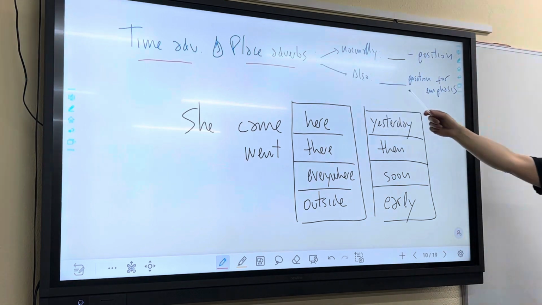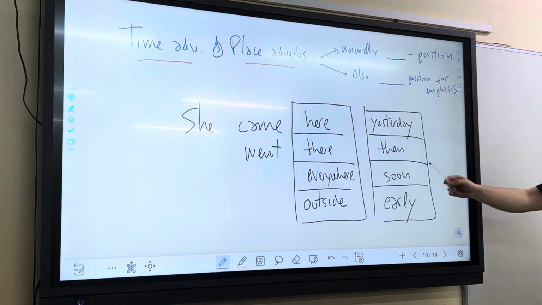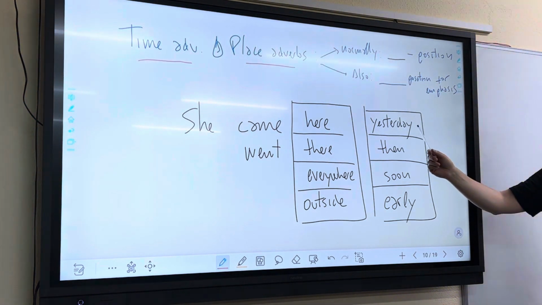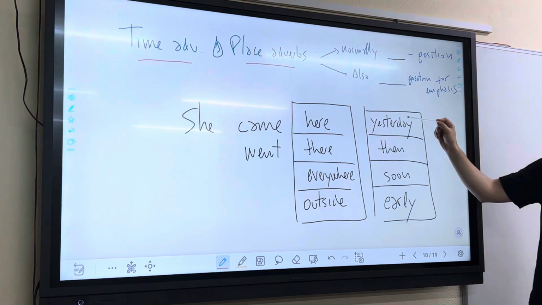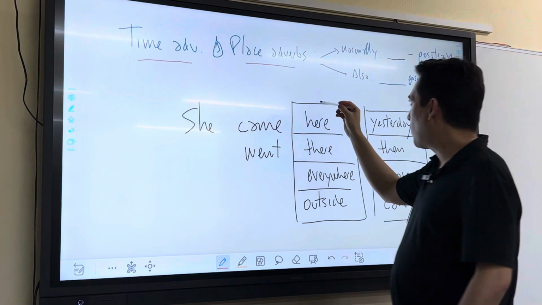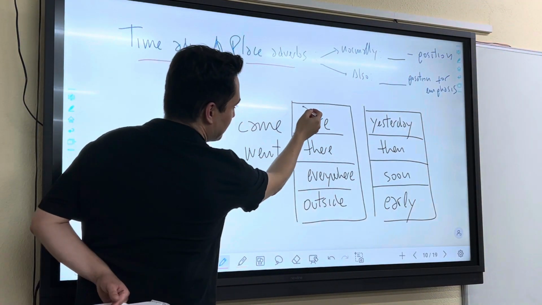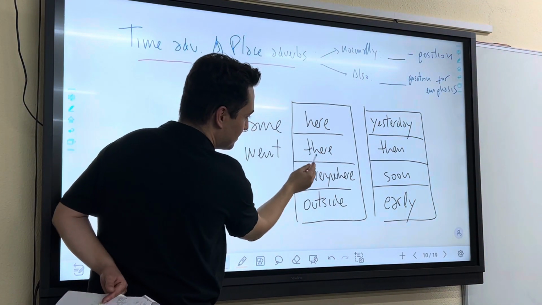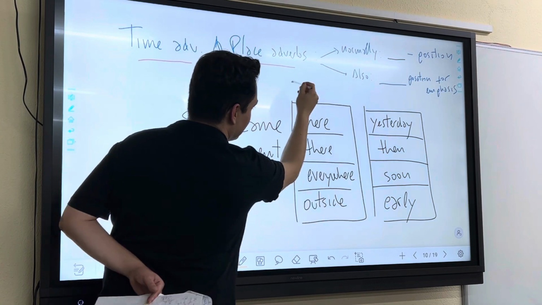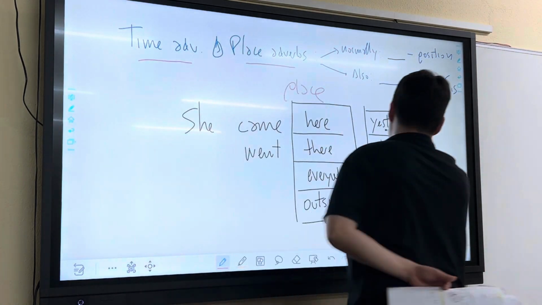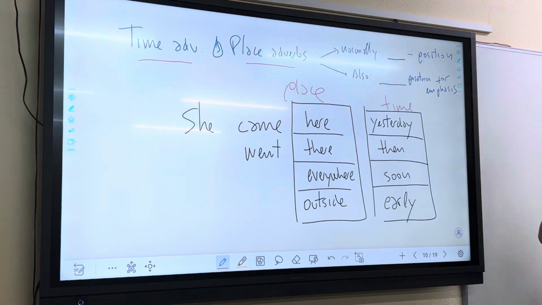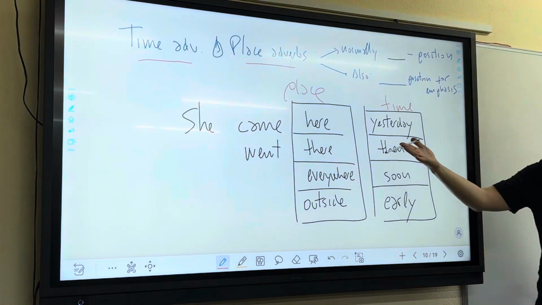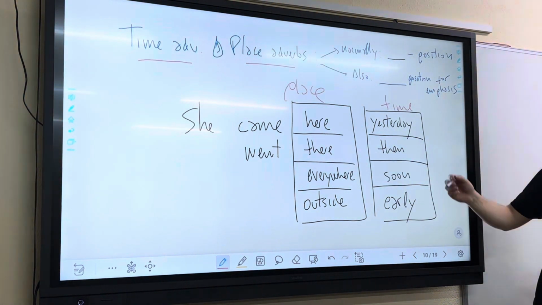Time adverbs and place adverbs. She came here yesterday. She came there. She came everywhere. She came outside. She came here yesterday, then, soon. These ones, are these time or place? Clearly, yeah? What is the most natural position for time and place adverbs, as you can see in this sentence?